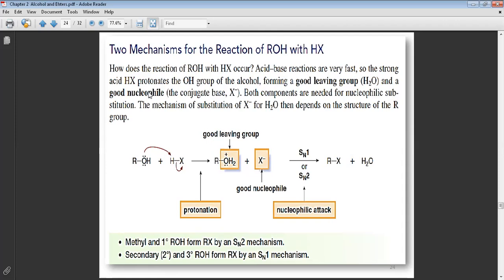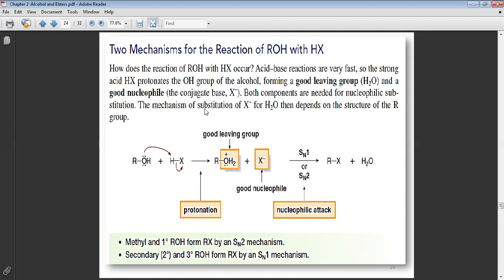Both components are needed for nucleophilic substitution. That means both of them are necessary for the nucleophilic substitution reaction. Without a nucleophile, there is no nucleophilic substitution reaction. Without a good leaving group, there is no nucleophilic substitution reaction. Both of them are important.